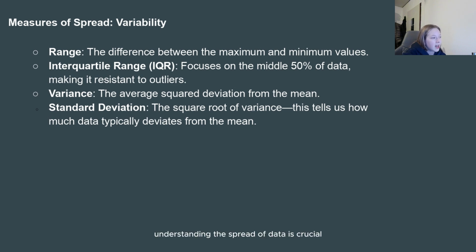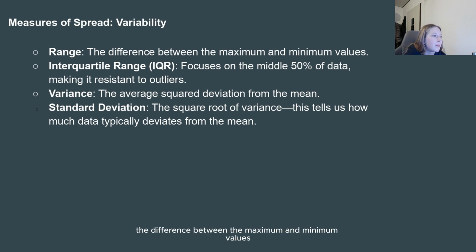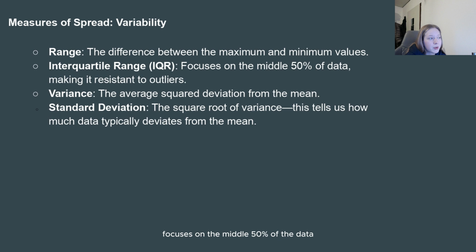Understanding the spread of data is crucial. Here's how we measure variability. Range, the difference between the maximum and minimum values. Interquartile range focuses on the middle 50% of the data, making it resistant to outliers. Variance, the average squared deviation from the mean. And standard deviation, the square root of variance. This tells us how much data typically deviates from the mean. We'll talk further about these things later.